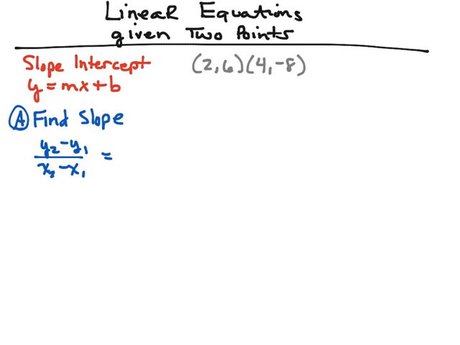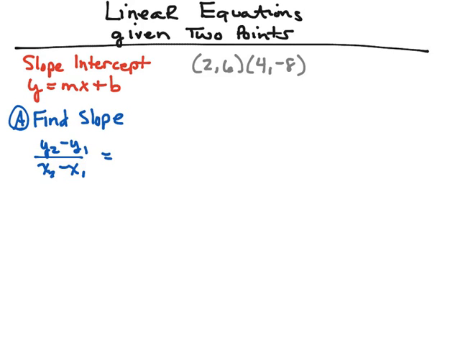Alright, we're going to continue writing linear equations in both the slope-intercept form and the standard form. However, this time what we're going to be given are 2 points, 2 ordered pairs. So we're going to start off with slope-intercept form. That's y equals mx plus b. And again, all I have at this point are 2 points, the ordered pairs (2, 6) and (4, -8).